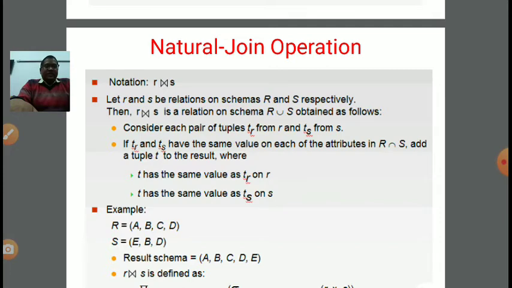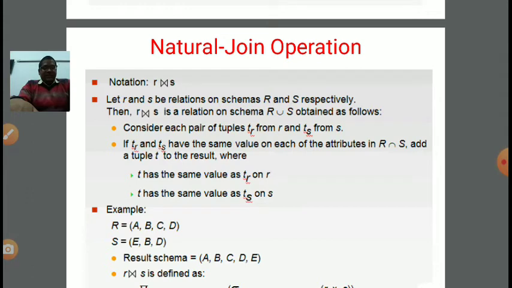So the natural join of these relations on schema R union S will be obtained as follows: we consider each pair of tuples, tuple TR from the first relation R and tuple TS from the second relation S. Okay. Now if TS and TR have the same value on each of the attributes in R intersection S, then add a tuple T to the result, where T has the same value as TR on R and T has the same value as TS on S. Okay, meaning the common attributes should be present in both relations, then only can the natural join be done.